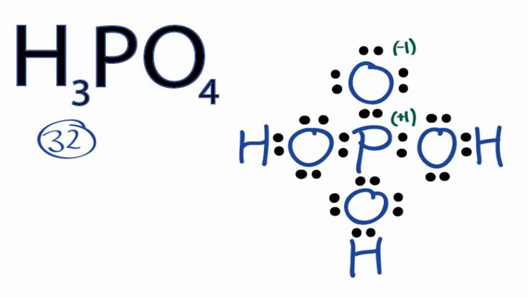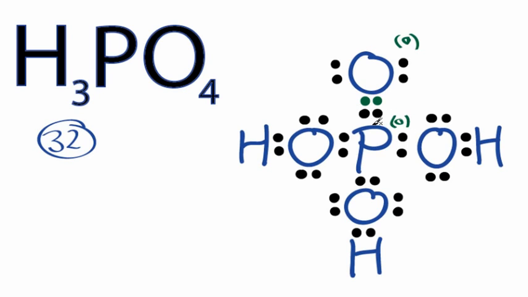We'd like this to be as close to 0 as possible, so what we can do is form a double bond between this oxygen and this phosphorus and recalculate our formal charges. By forming this double bond right here, we now have a formal charge of 0 on the phosphorus and on the oxygen. Everything else has a formal charge of 0. We're still using only 32 valence electrons, so this is the most likely or plausible Lewis structure for H3PO4 because the formal charges are closer to 0. So that's the Lewis structure for H3PO4.